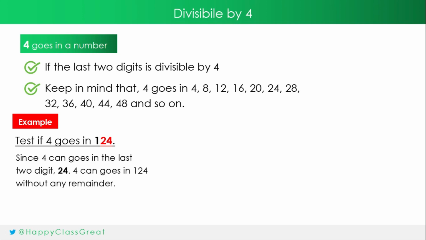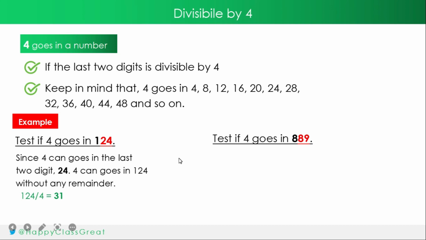So the first thing is that since 4 goes in 24, I colored it red. That's the last 2 digits. You understand? That's the last 2 digits of 124. So since 4 can go in the last 2 digits, 24, because we know that 4 can go in 24, that means definitely 4 can go in 124. And 124 divided by 4 is 31. 4 can go in 124 without any remainder.